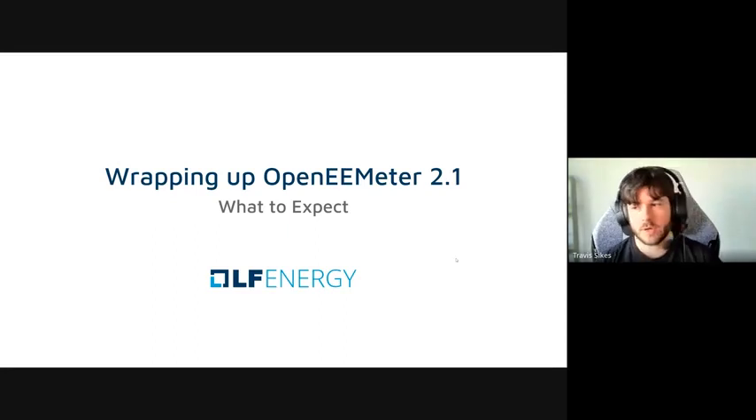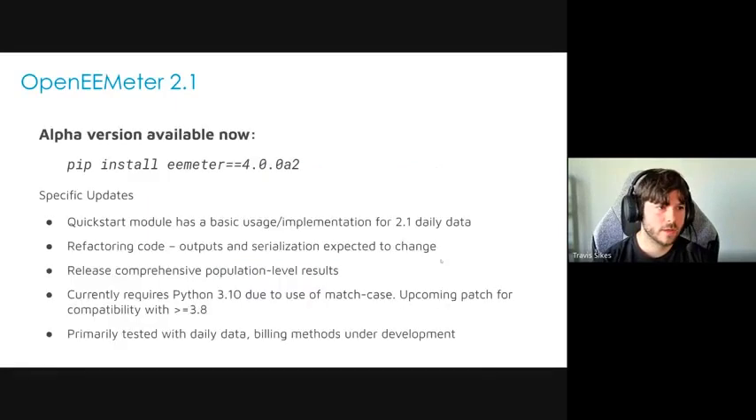So we are wrapping up OpenEEmeter 2.1, which is the daily model. And I'm happy to announce that everybody can go and install this right now. It is just a pip install eemeter==4.0.0a2. And this is the most up-to-date version of the 2.1 daily model.